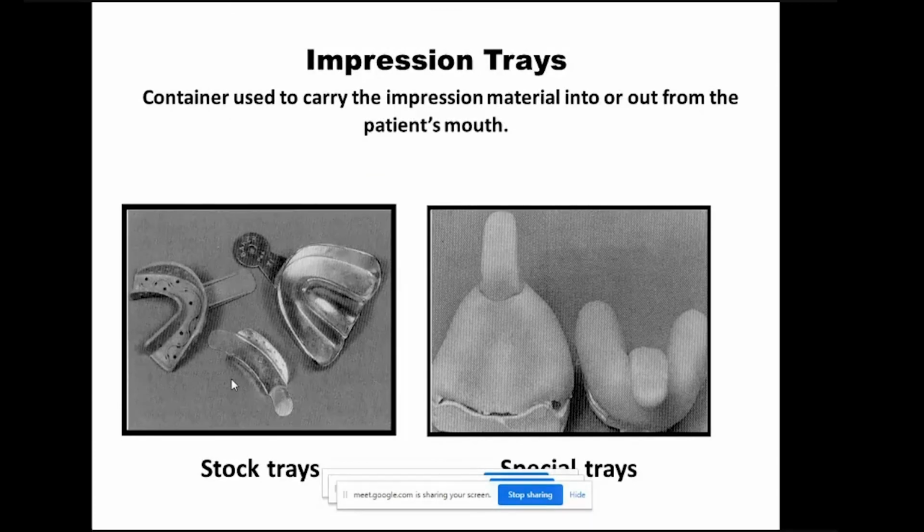This is the impression tray. What do you mean by impression tray? It is a container to carry the impression material, like a dump truck. You know the dump truck, right? In order to carry the material from one location to another. You have the stock tray and the special tray.